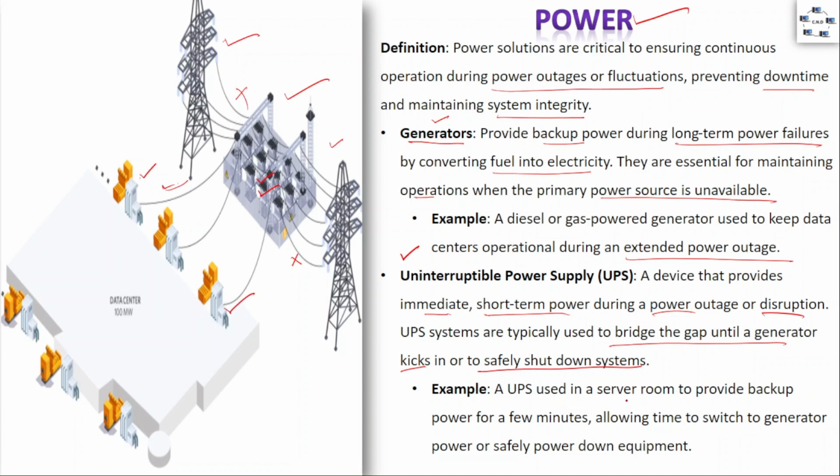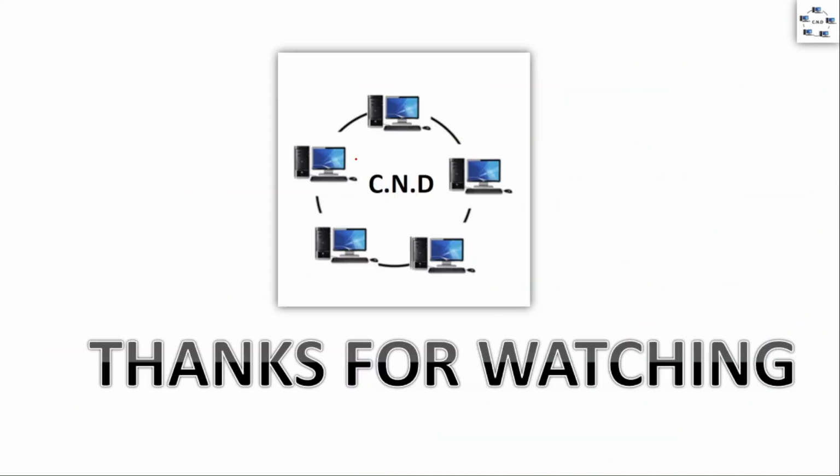Example includes a UPS used in a server room to provide backup power for a few minutes, allowing time to switch to generator power or safely power down equipment. So if you don't have the generator, your equipment will shift to UPS, and meanwhile you will safely shut down the equipment so there is no data corruption or deletion if the power is out or gone for an extended or longer period of time.